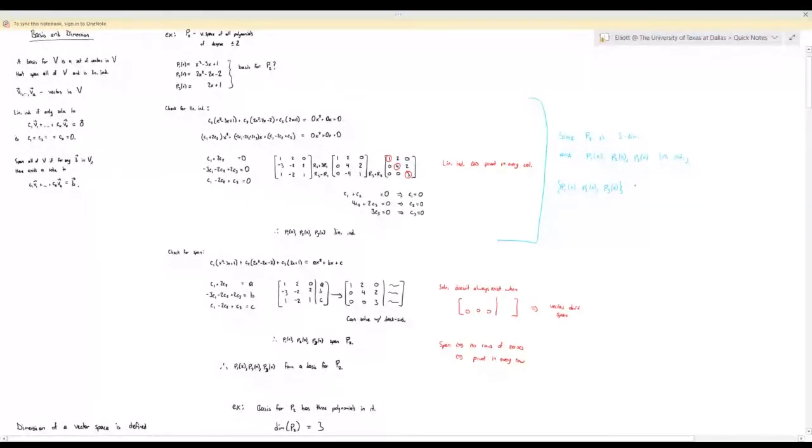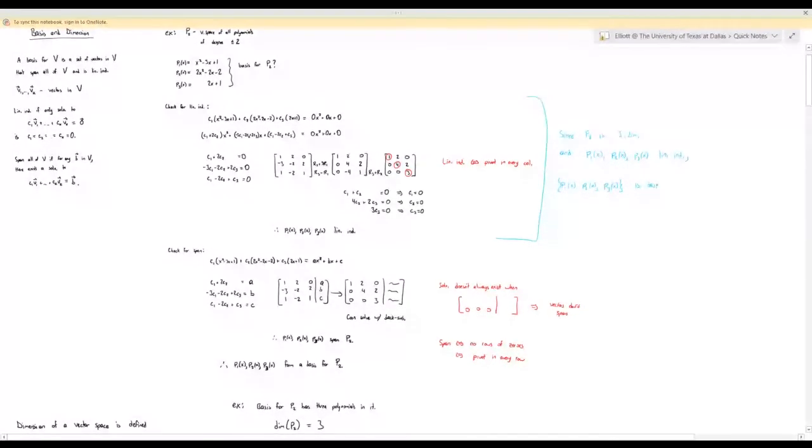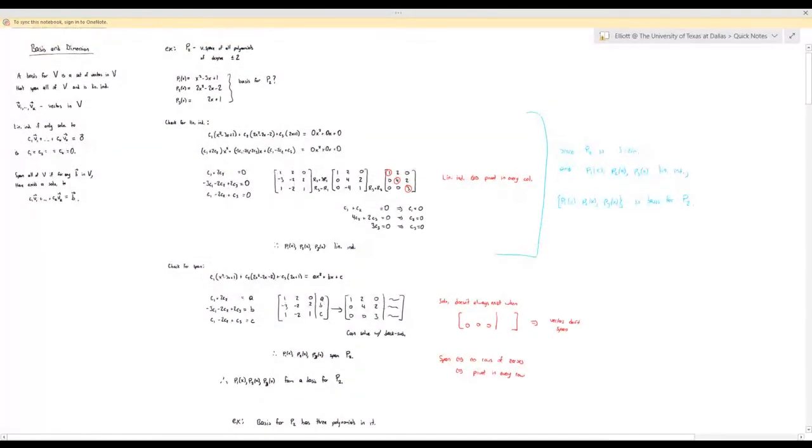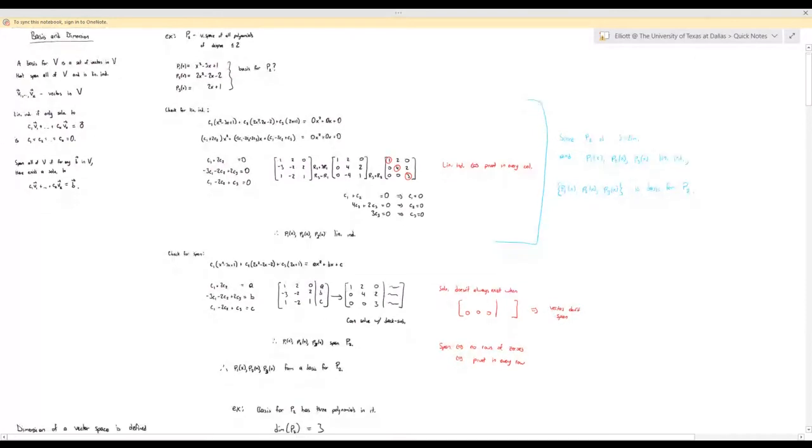Maybe I'll put it in a set this time. So we could have concluded that they were a basis without checking for span. If we knew that the dimension of P2 was 3, and we had 3 independent polynomials, then they would have to be a basis, and you wouldn't have to check for span. Okay?